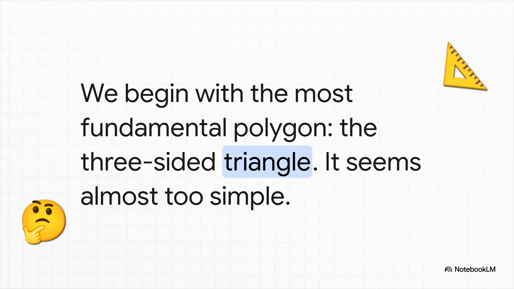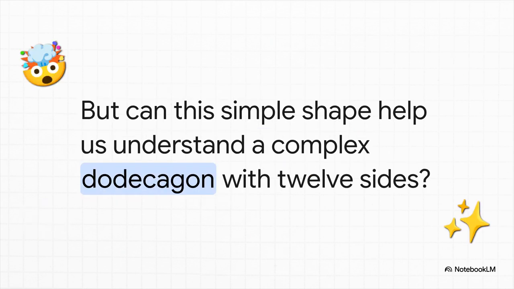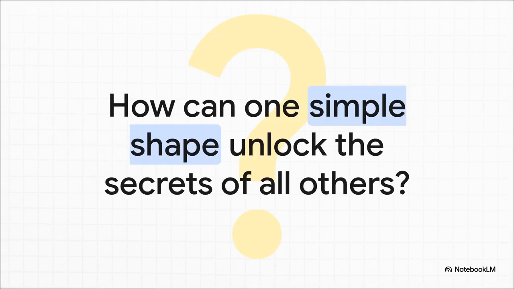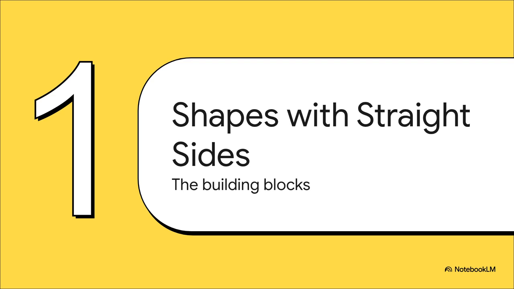3 sides, 3 corners. Seems almost too simple, right? But then, how does that simple little triangle help us make sense of, well, this thing? A dodecagon with 12 sides. They feel like they're from completely different worlds. And that's our big question for today. How can this one humble shape, the triangle, actually hold the secret to understanding all the others, no matter how ridiculously complex they get?